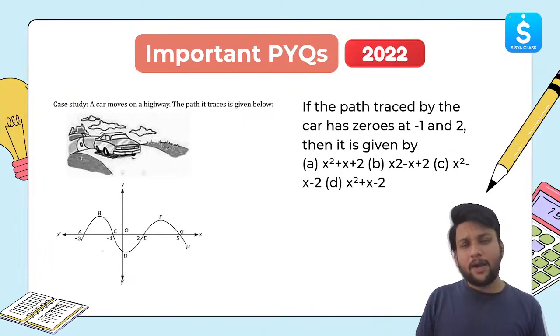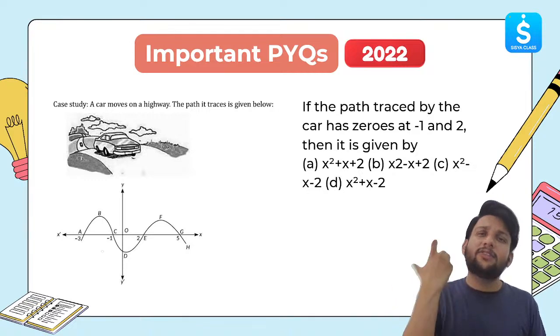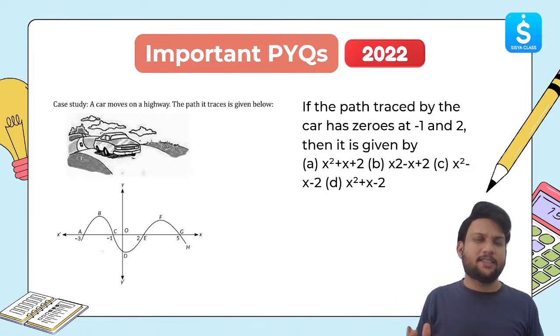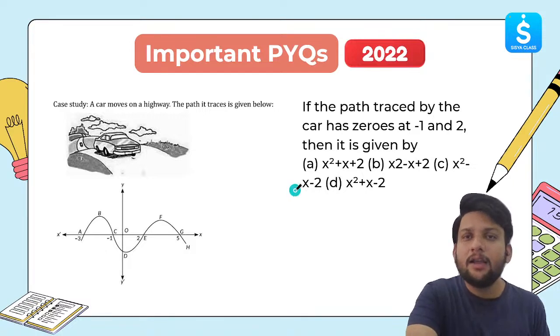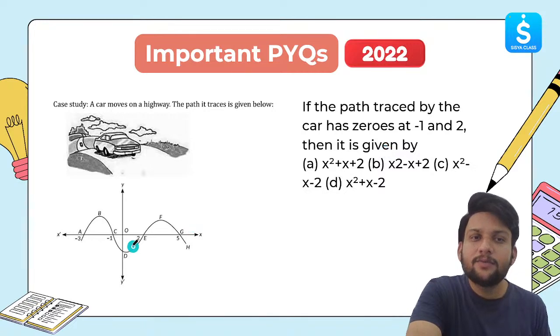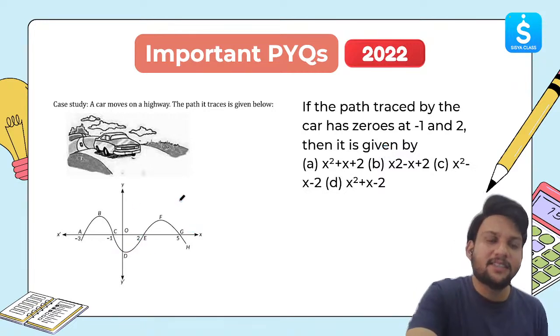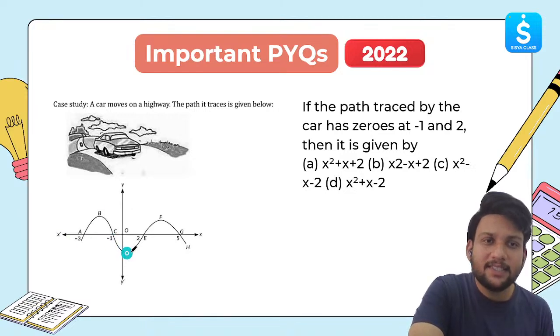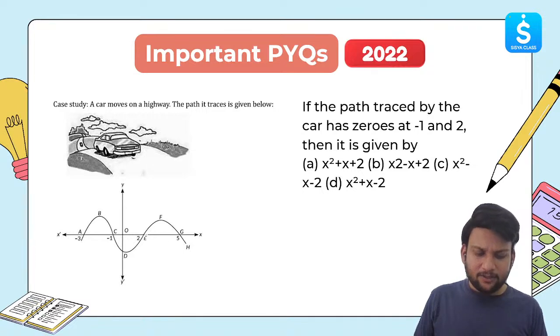Next, let's look at another part of this question. See, these are case study questions, very easy to follow, and you will get straight 5 to 6 marks in your pocket very easily. Now, what is the question saying? If the path traced by the car has zeros at -1 and 2, then it is given by what? So again, see, this is a parabola. We are talking about CDE. You have to find its equation. Let's find it. Very easy to find.